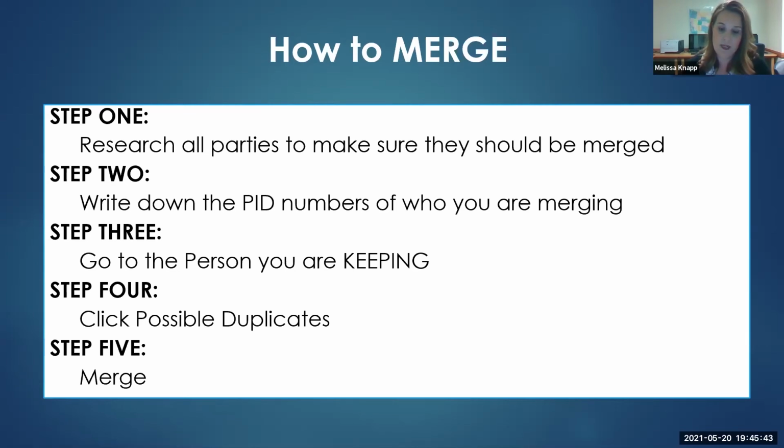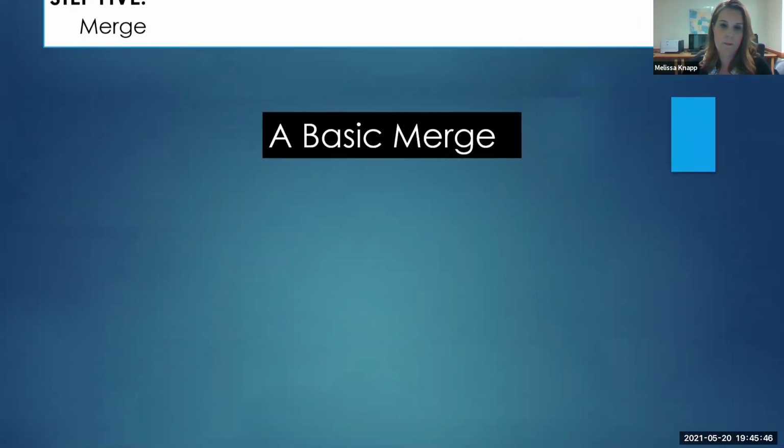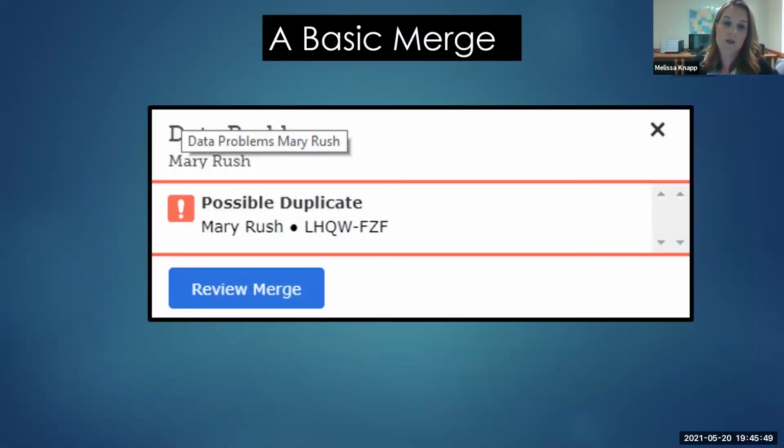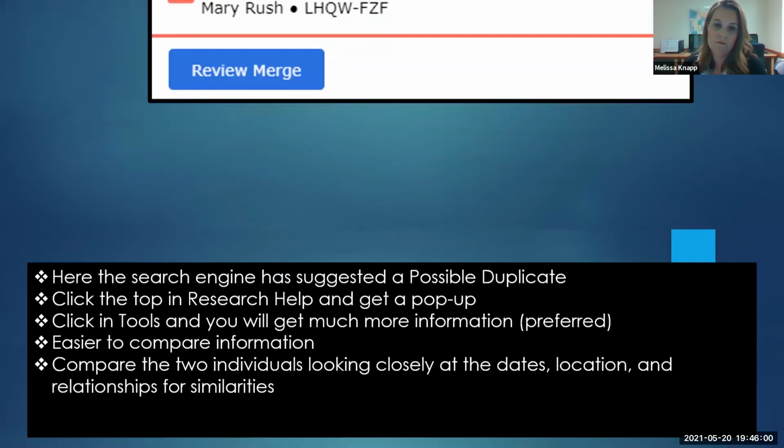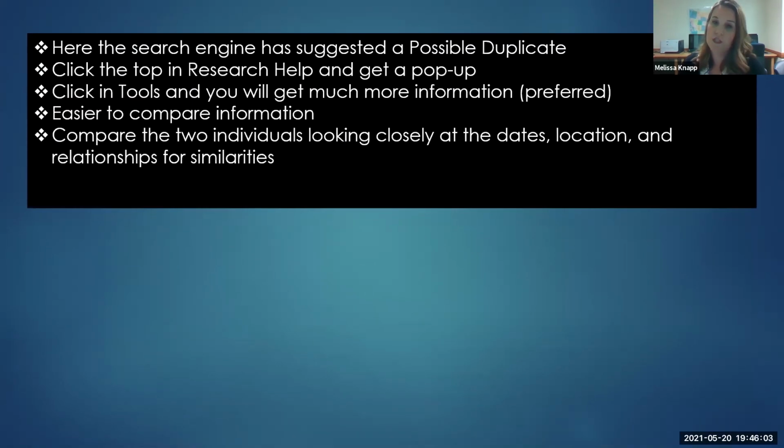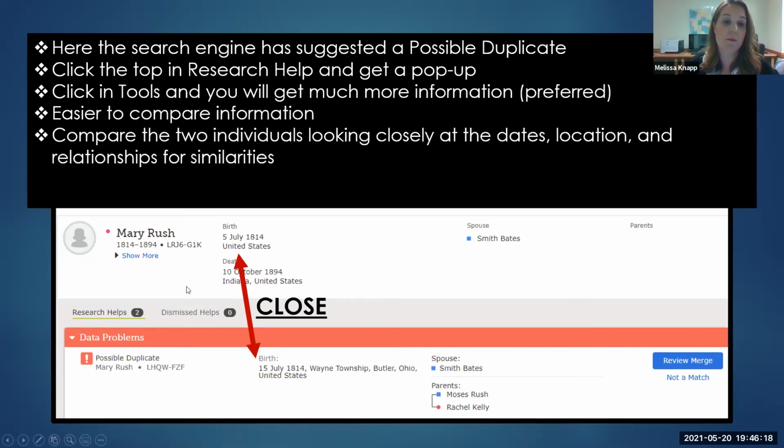And then step 5 is that we're going to actually merge. So let's go through that. Okay, so again, on the right-hand side of a person page, this will let us know that there's a possible duplicate for Mary Rush. We see it gives us her name and her ID number there. Okay, so the search engine has suggested this possible duplicate. Now, if you click into the research help, it's going to bring up a bigger box that we can compare. So Mary Rush here at the top is the person whose person page we were on. Now it's going to bring up this window here, and we see the possible duplicate down below.